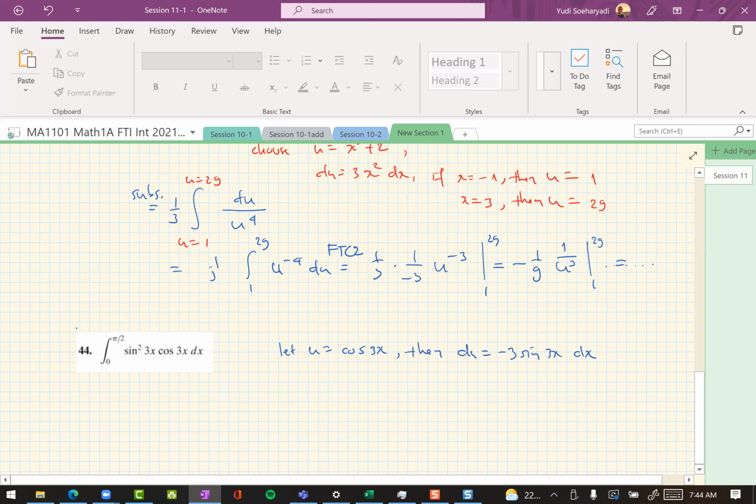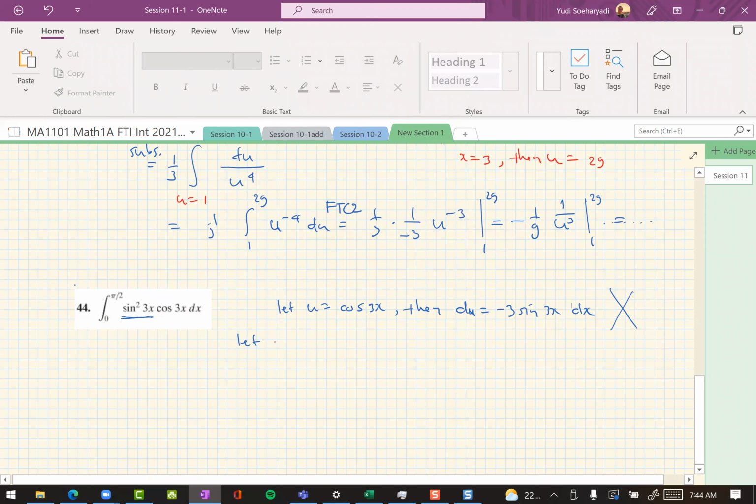But the thing here is that we have a sine squared instead of just sine, so we don't have anything to match this sine squared. You should have the square of this, but if you square this, then you have du squared. You don't have such a thing, so this won't work. The only choice that works is sine. If you choose sine, then we have 3 cosine 3x dx, which is exactly what we have here.